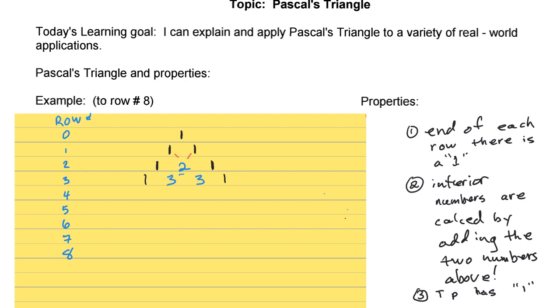And we repeat this for the 4th row. So now, 4th row, 1 and 1. The numbers directly above this part here are 1 and 3. We're going to add those to get 4. And then 6, and then 4. And we repeat the cycle over and over again.